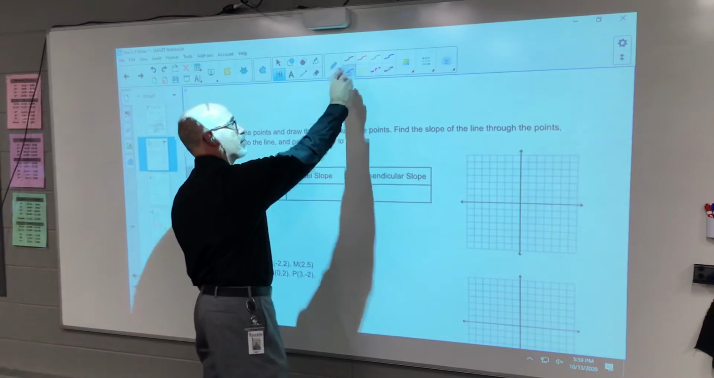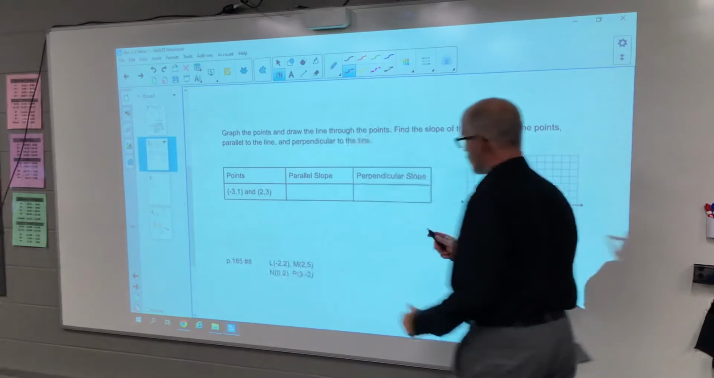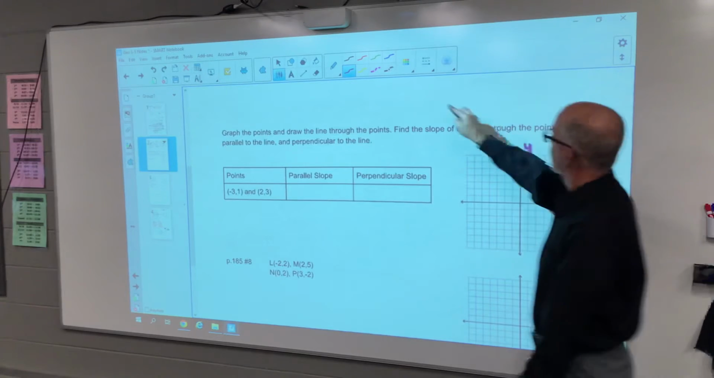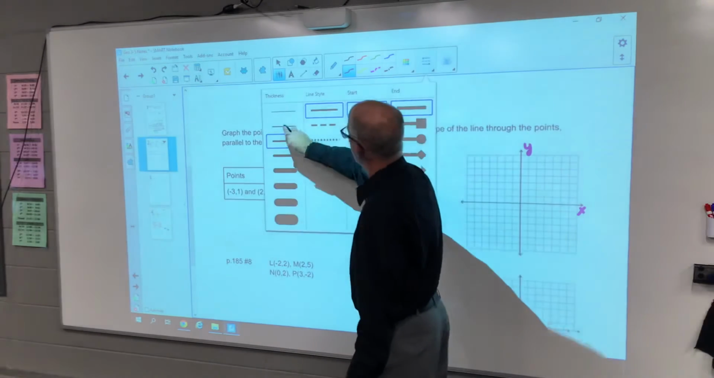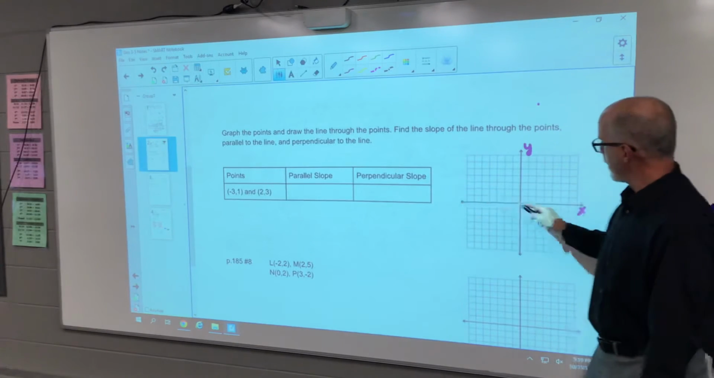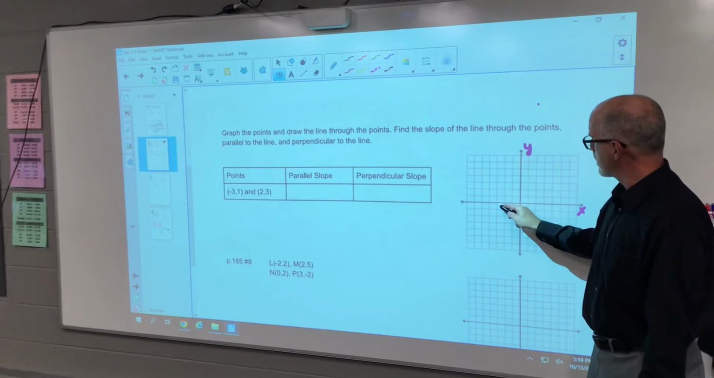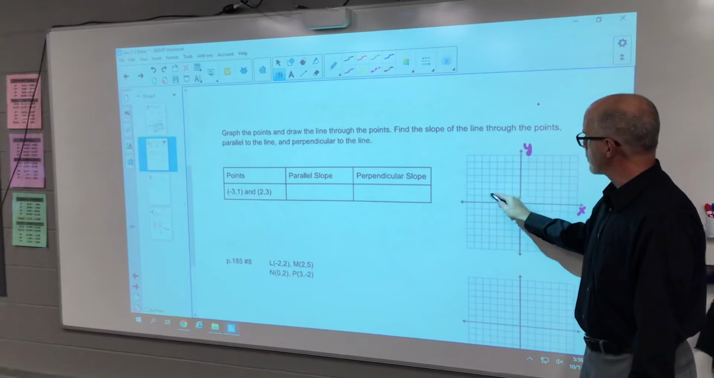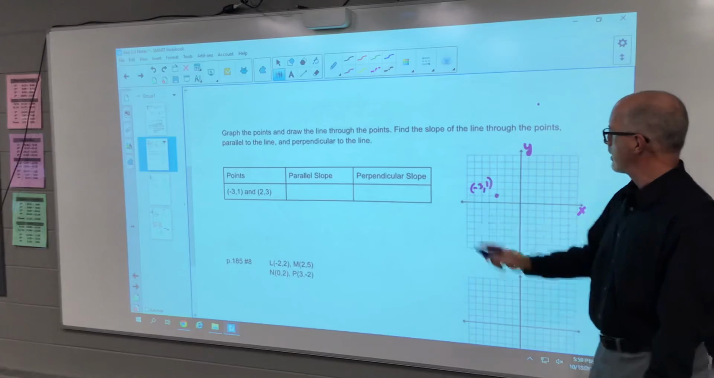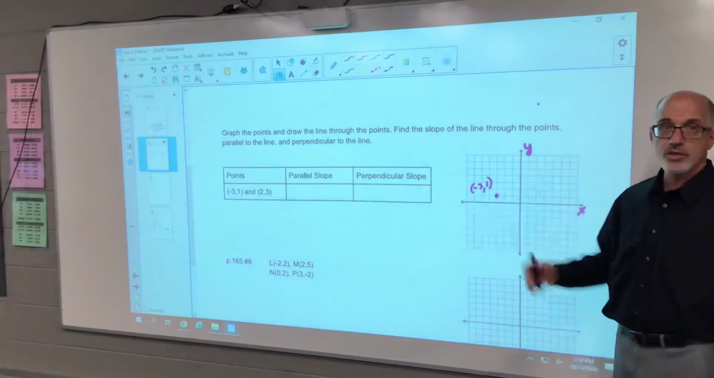I'm going to do it in purple here. So negative 3, 1, this is my x and this is my y, right? Let's go a little bit smaller here. Okay, now I'm going to start with negative 3 for the x and then 1 for the y. So this is negative 3, 1. Okay, the next one is 2, 3.